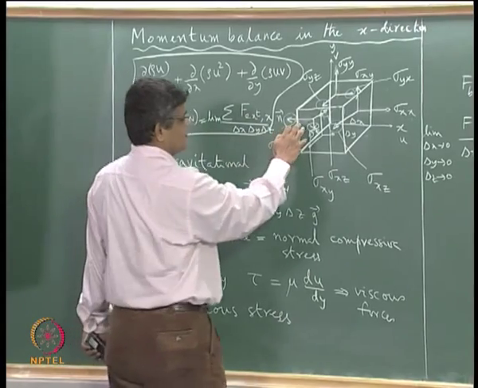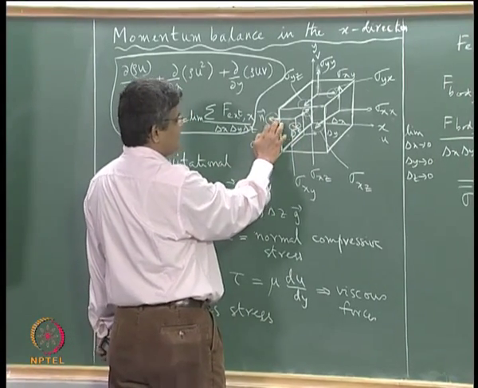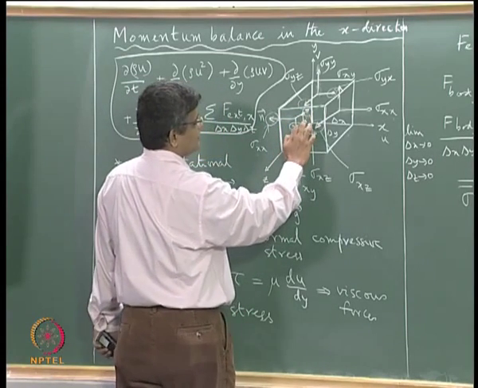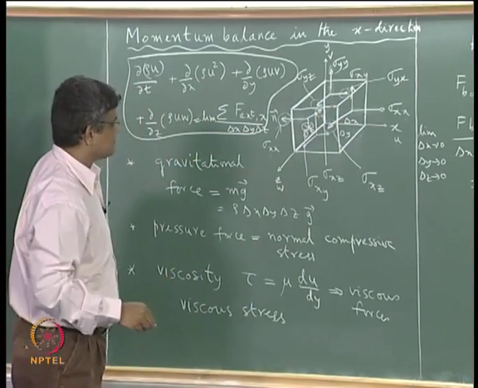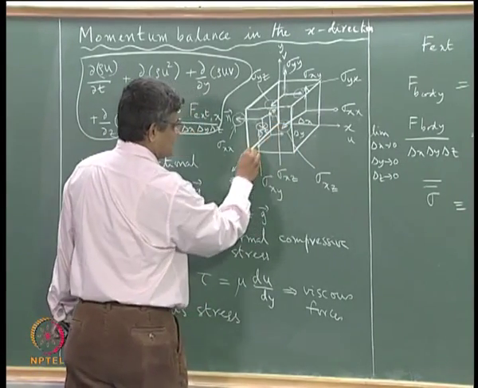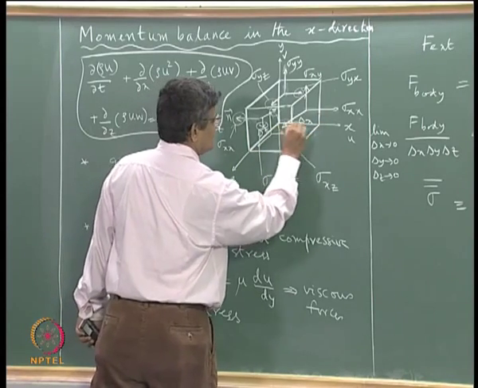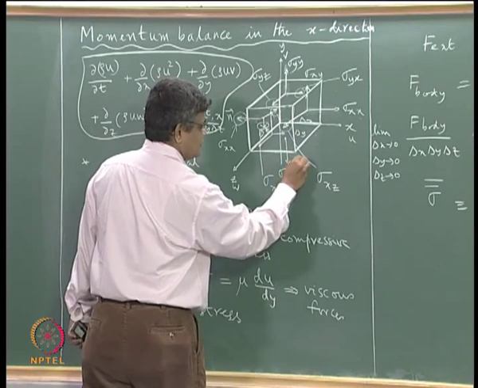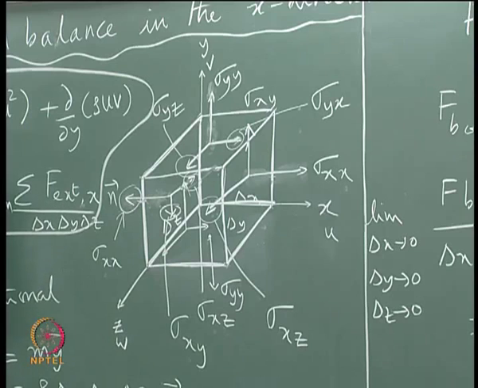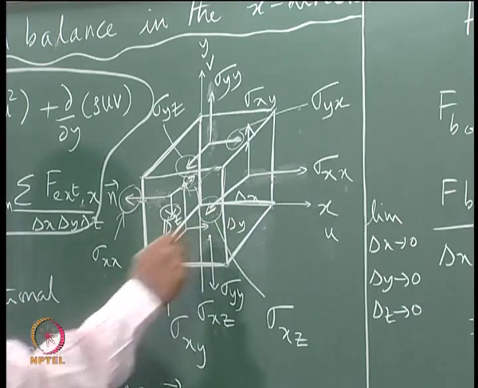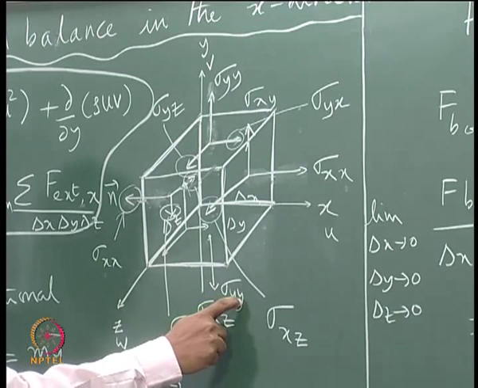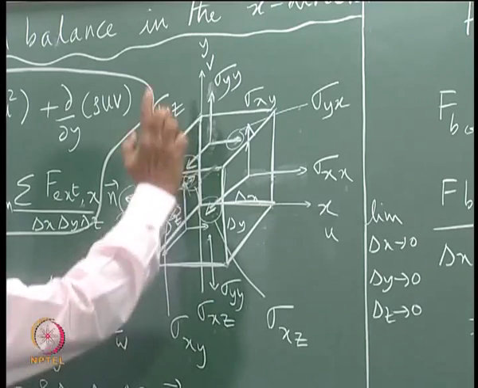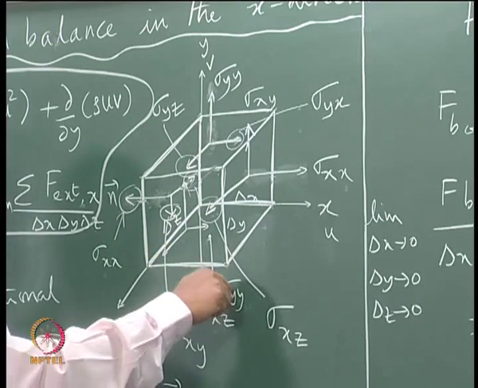But on the negative face, for example this one, sigma xx is acting in the negative x direction, sigma xy is acting in the negative y direction downwards here, and sigma xz is acting in the negative z direction. If you consider the bottom face here, this component is sigma yy, because this is a negative y face, and the second y indicates the direction in which it is acting. It should be acting in the y direction, so ideally it should be upwards, but because it is a negative y face we put it down.